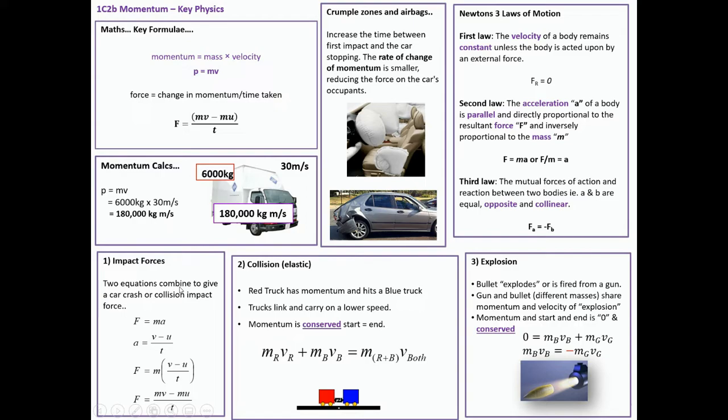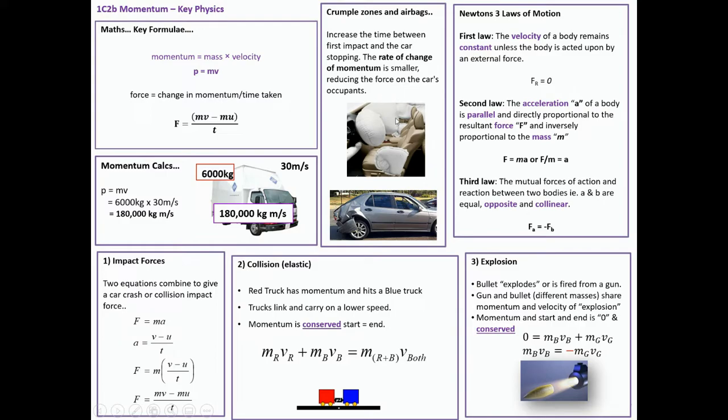We need to be able to think about impact forces. So F equals ma, which is from a previous unit. a is v take u over t. I need to substitute the a out of the first equation. You can see the a is the same, to give me F is m(v take u) over t, which is the original form we've got at the top. So you need to be able to understand how impact forces work. And of course, your impact force would be from your change of momentum over the time taken.